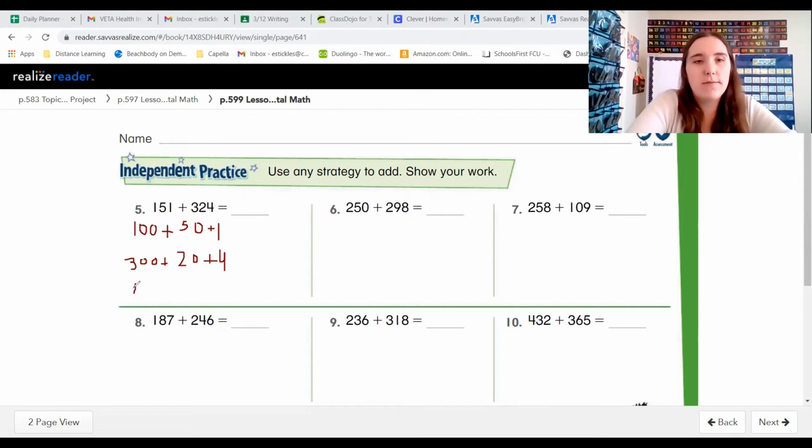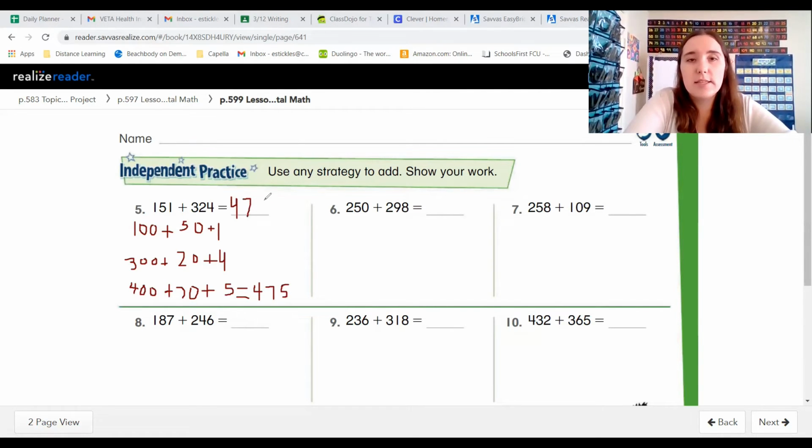So now I need to add up my place values. 100 plus 300 would be 400. 5 tens plus 2 tens is 7 tens, which is 70. And then 1 plus 4 is just 5 ones. So now I need to add these up. 400 plus 70 is 470, plus 5 would be 475. Just like that. So my answer is 475.